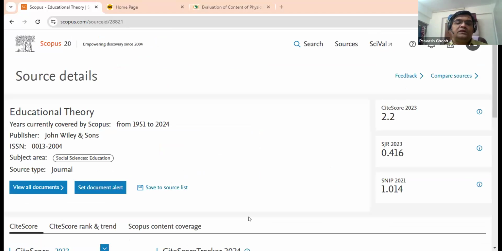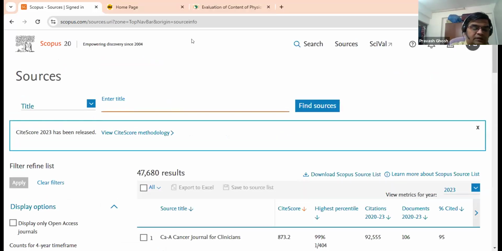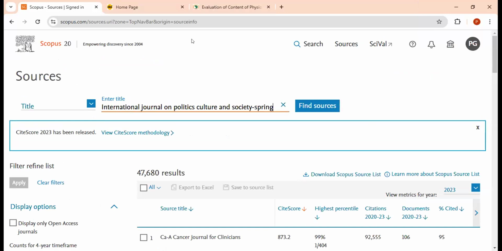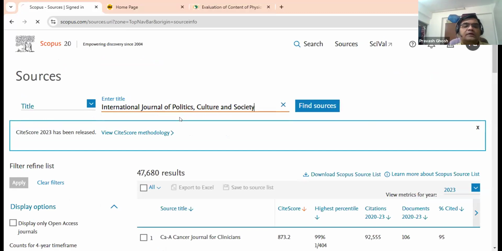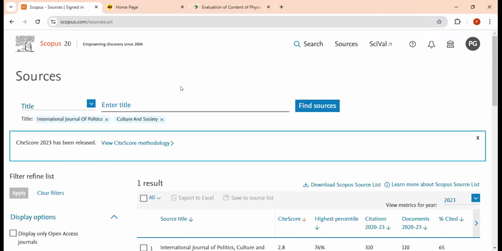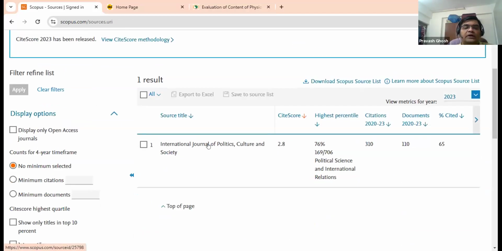Ashwini, International Journal on Politics, Culture and Society. It's a Springer journal. Springer, it will be good, but still I will check. Control C. Scopus. Source. Just a minute. Control V. Remove Springer. International Journal of Politics, Culture and Society. Sir, it is off. You have written on. Okay, it will come, ma'am. International Journal of Politics, Culture and Society.